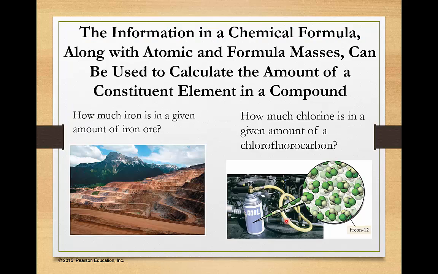All right, so how do we use those pieces of information? We're going to take the information we get from a chemical formula and the information we get from either the atomic or formula mass, and use that to calculate the mass of an element within a compound. One example of that is what we're talking about, finding the amount of sodium in sodium chloride. There are other applications you might be interested in.